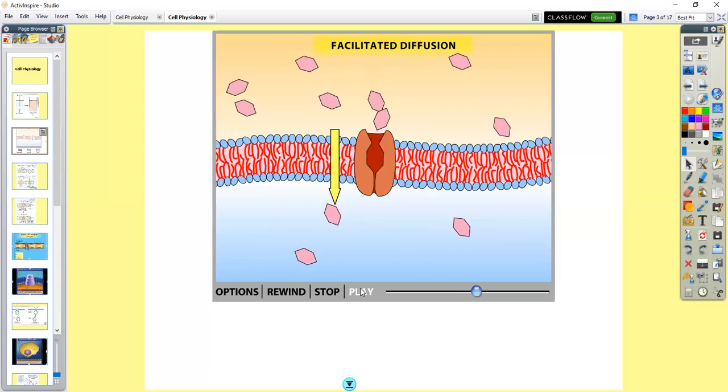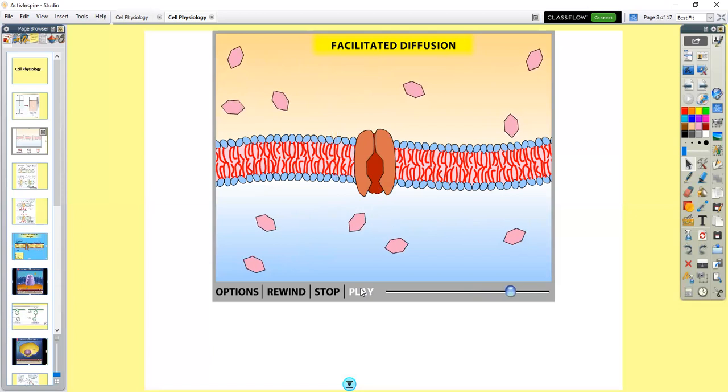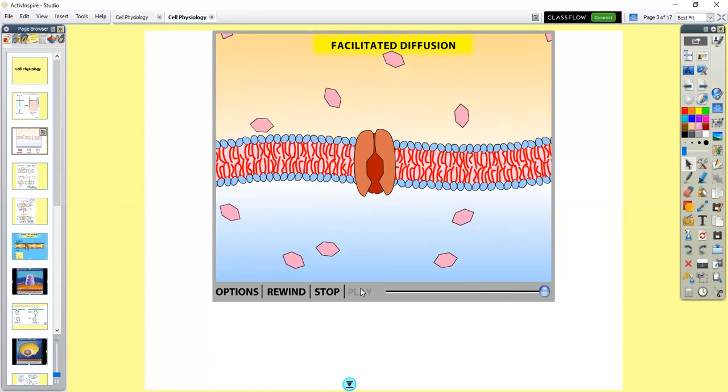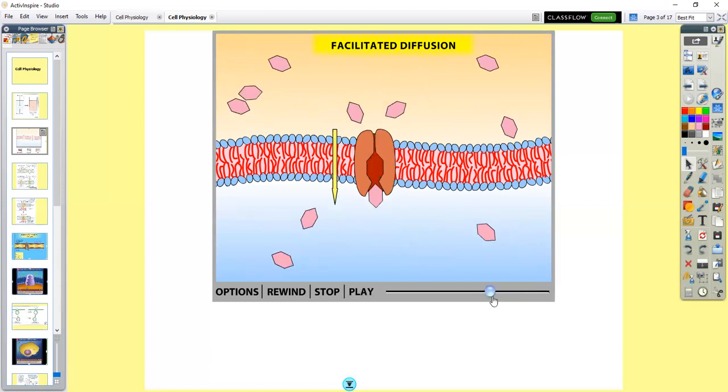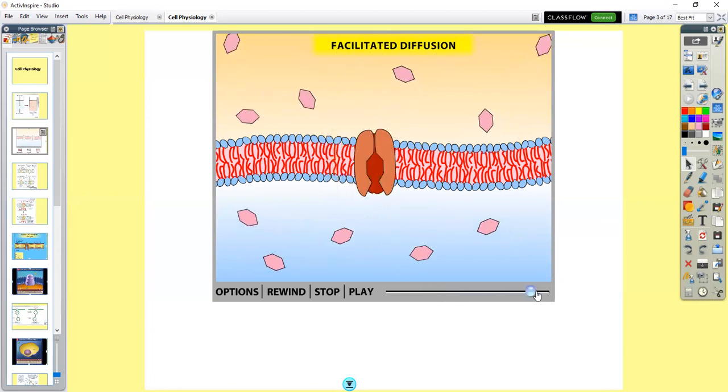In this example of facilitated diffusion, a glucose carrier protein moves glucose down its concentration gradient, a process that requires no energy. Okay, so again, we're talking here about a passive process. It doesn't require energy. High concentration to low concentration, so down the concentration gradient. The only difference here is you can see that the carrier protein actually changes shape as it moves molecules through. Okay, so that change in shape as the molecules move down the concentration gradient.